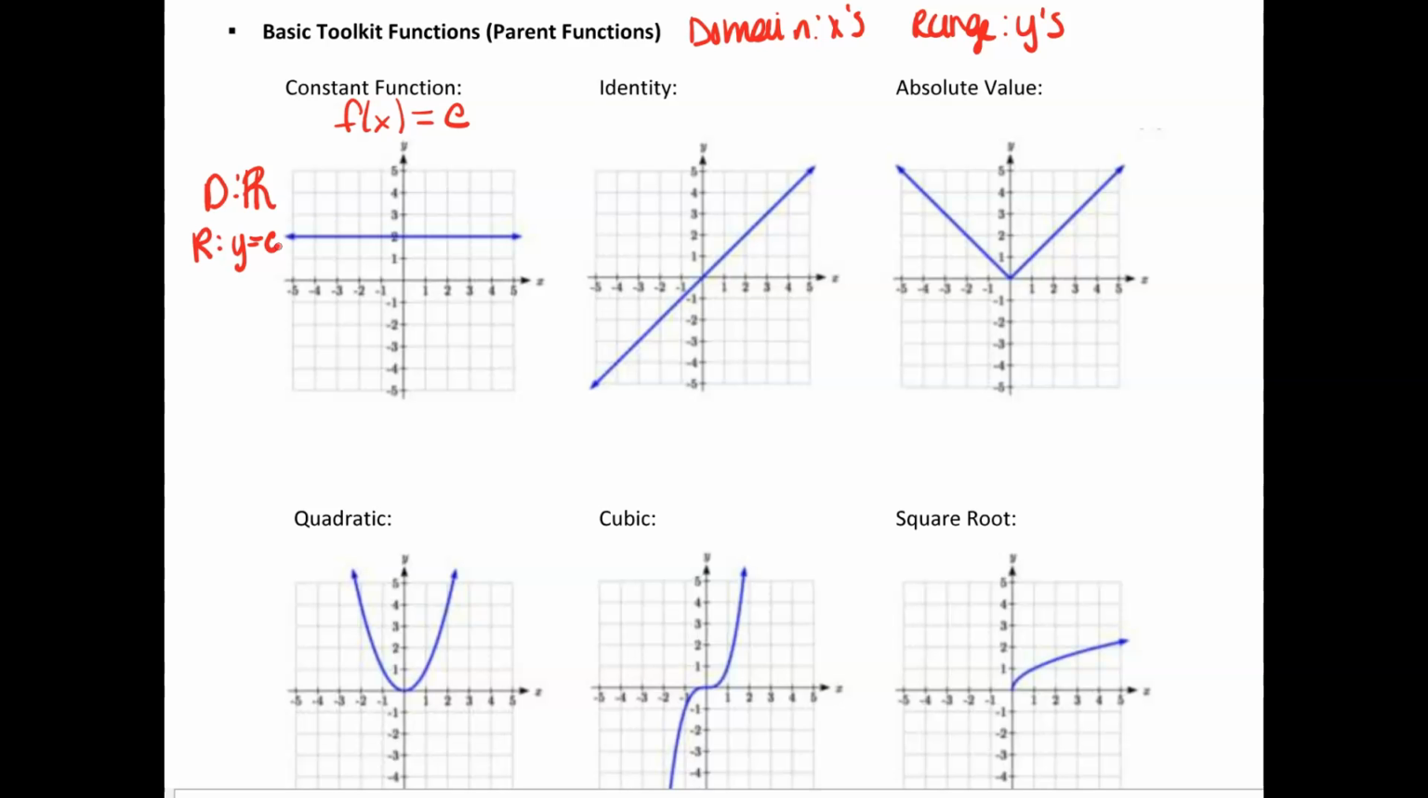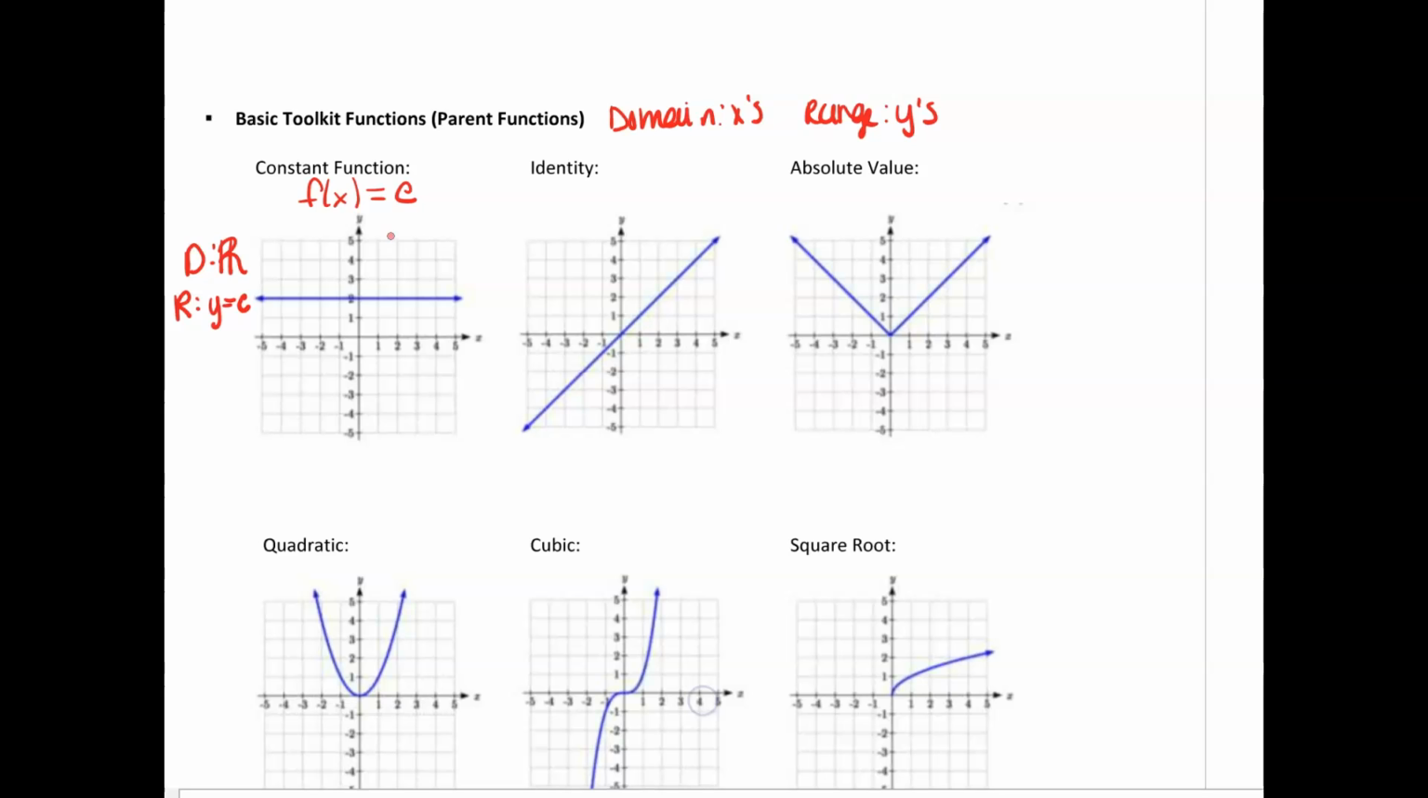You also notice some other characteristics. I'm just trying to pull out characteristics about these parent functions to make sure we understand all the different things about them. So like this point here is our y-intercept. And so it will always have a y-intercept at (0, c).